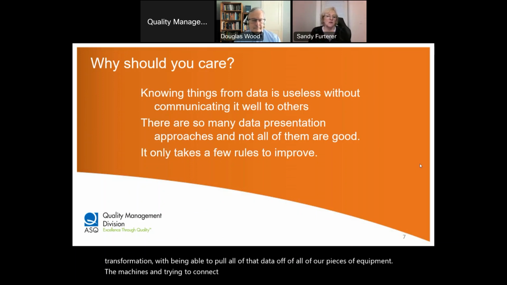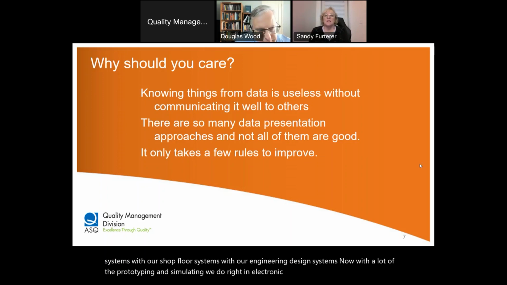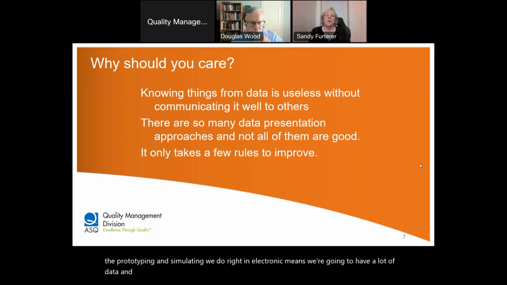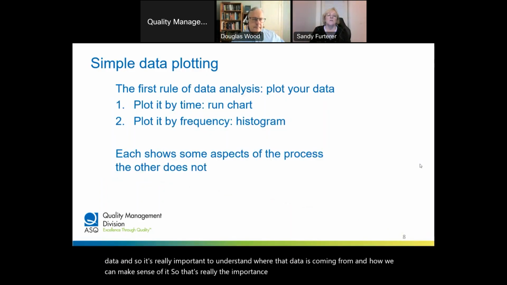and trying to connect all of our systems, our enterprise resource planning systems, with our shop floor systems, with our engineering design systems, now with a lot of the prototyping and simulating we do right in electronic means, we're going to have a lot of data. And so it's really important to understand where that data is coming from and how we can make sense of it. So that's really the importance of why visualization is so critical.